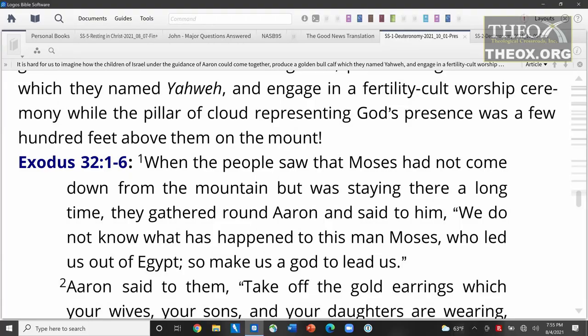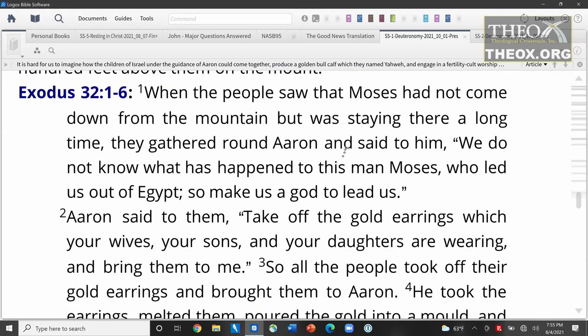And as a description of that, Exodus 32:1-6 from the Good News Bible: "When the people saw that Moses had not come down from the mountain but was staying there a long time, they gathered round Aaron and said to him, 'We do not know what has happened to this man Moses who led us out of Egypt. So make us a god to lead us.'"